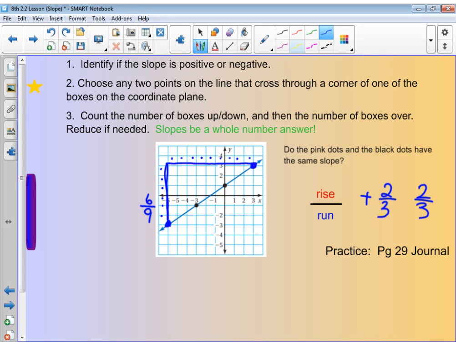Even if I picked these 2, this one and this one here. Okay, if I do the rise on that, it would be 1, 2, 3, 4. The run, 1, 2, 3, 4, 5, 6. 4 over 6 still reduces down to 2/3. So as long as you're picking points that are on corners, it doesn't matter what 2 points you pick. You're still going to get the same slope of a line, okay? So let's go ahead and practice some of these.